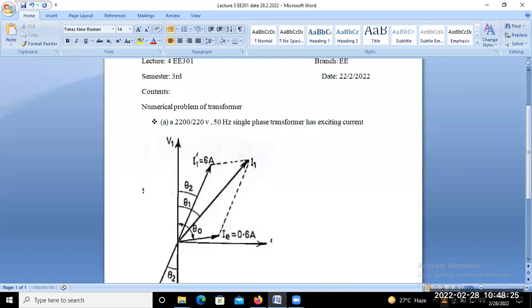Is it clearly visible now? Hello? Yes, sir. Exciting current is given to you, 0.6 ampere.